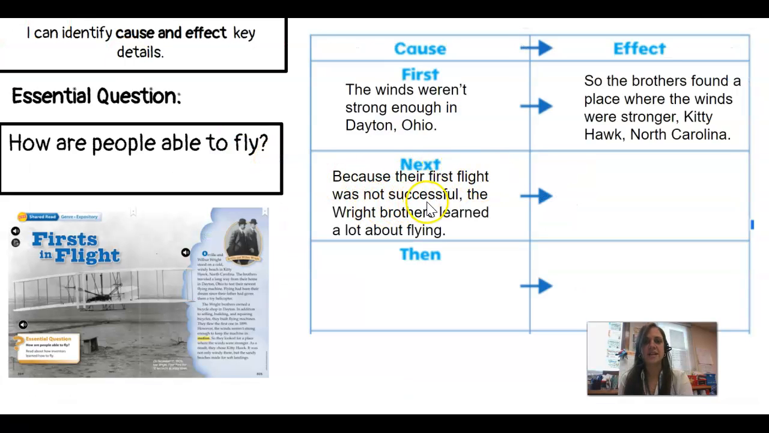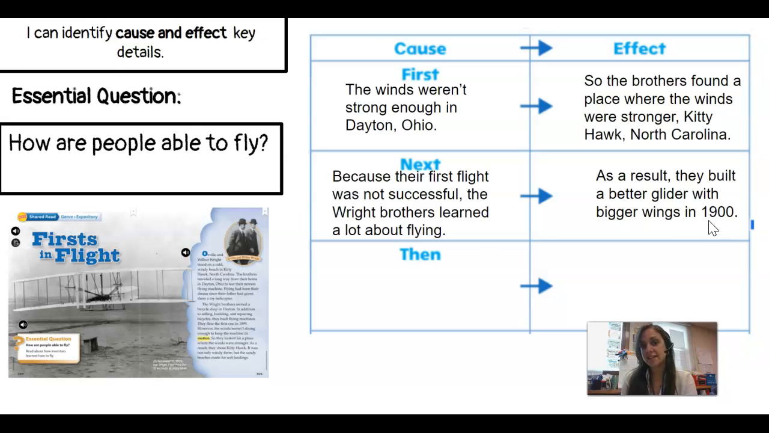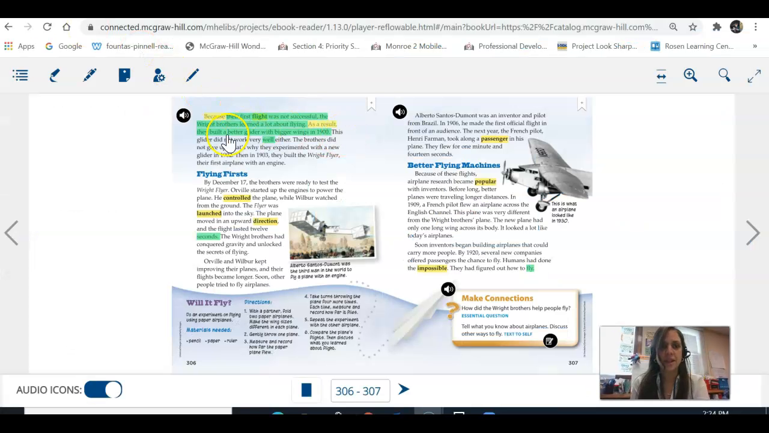Because their first flight was not successful, the Wright brothers learned a lot about flying. Look at our signal word. As a result, they built a better glider with bigger wings in 1900. Let's go on in the text to see what happens after this cause and effect relationship. This glider did not work very well either. The brothers did not give up. That's why they experimented with a new glider in 1902.